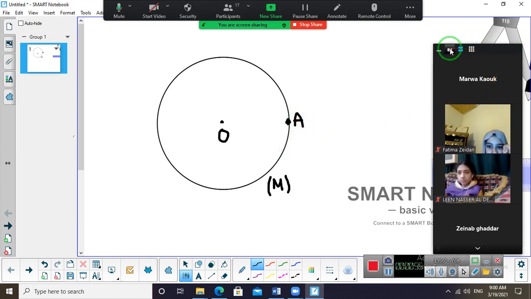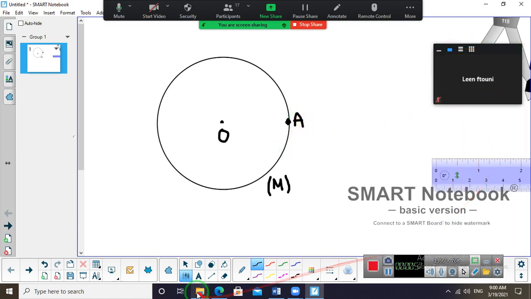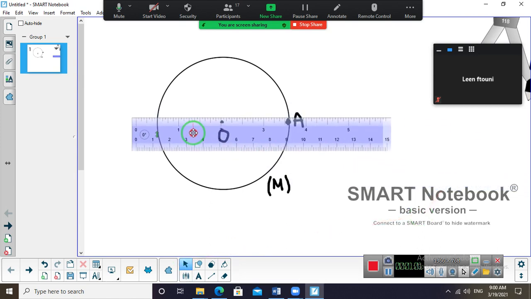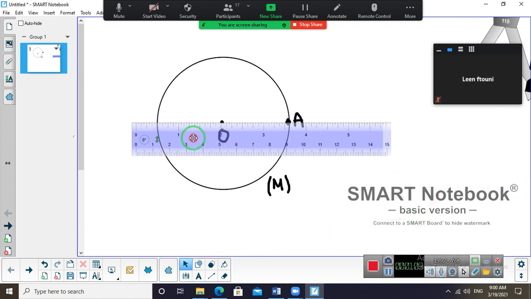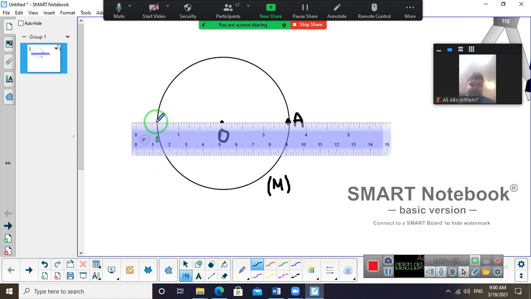I will get my ruler and I will join this one, A, passing through O. Just watch, okay? Here we are, the second point here. I will name it B. I will make a line from A to B passing through O. Before we continue, who wants to tell me what is the measure of AB?